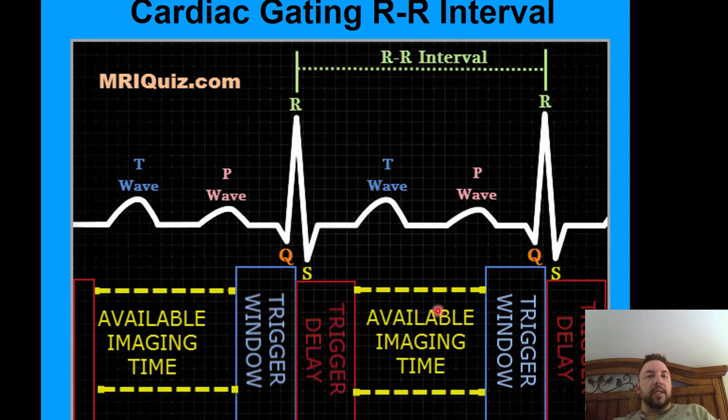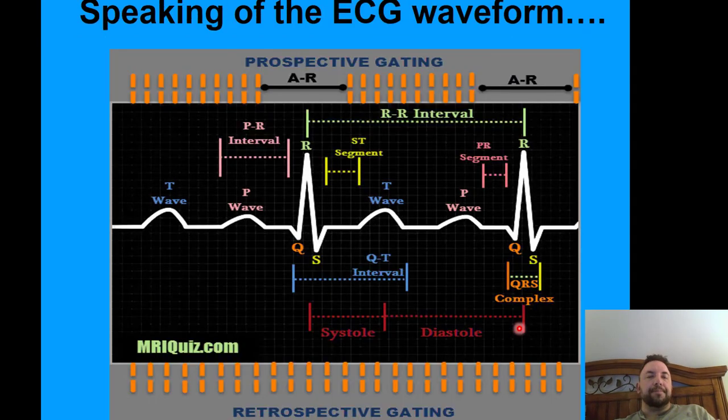So this is a better indication of how we are going to assess our available imaging time. We have our trigger delay, and then we're going to take that trigger window off the top of our R to R interval. So our available imaging time is basically tucked into here, away from the major motion of our heartbeats. So the trigger delay and the trigger window are subtracted from our overall R to R.